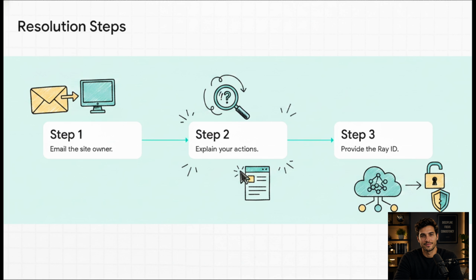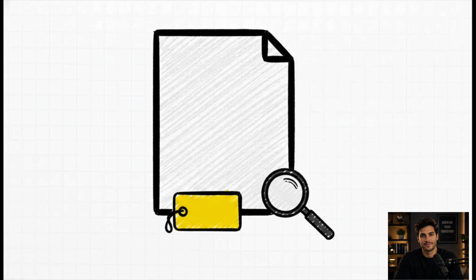And step 3, you absolutely must provide the Cloudflare Ray ID. This step is the absolute linchpin. You can explain your actions all day long, but without that specific ID, your appeal is basically just shouting into a black hole. Notice the specific terminology they use here regarding this required piece of trackable evidence. The text instructs that the Cloudflare Ray ID is found at the bottom of the page.